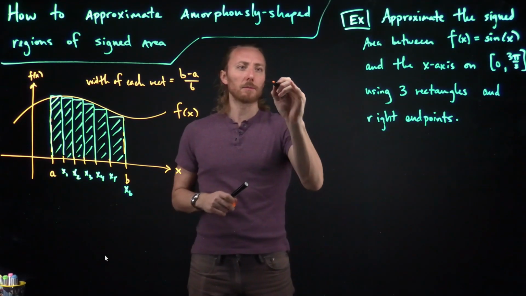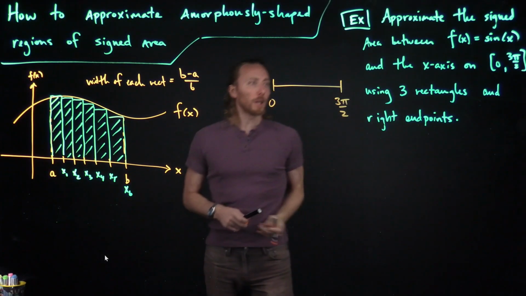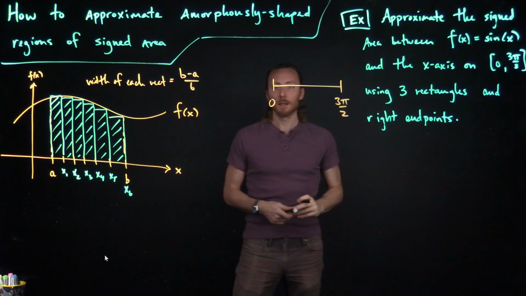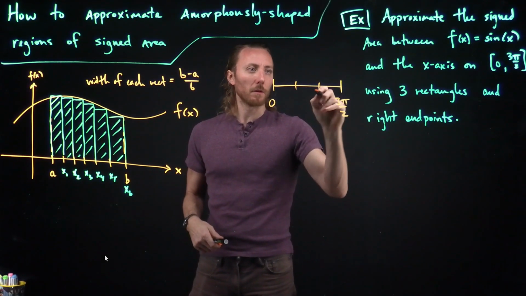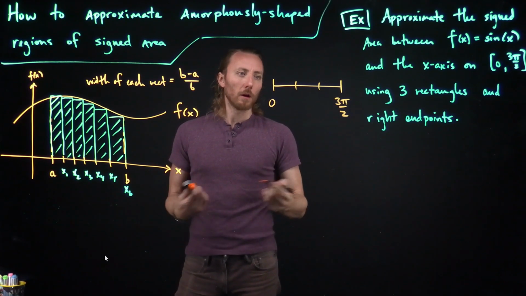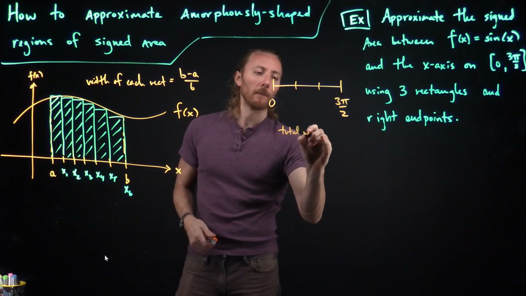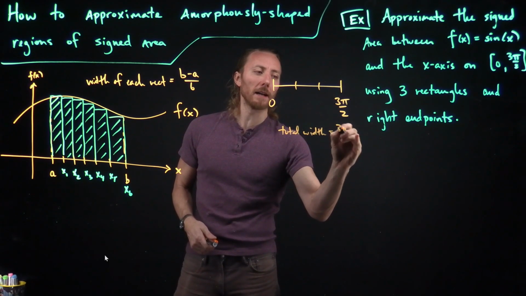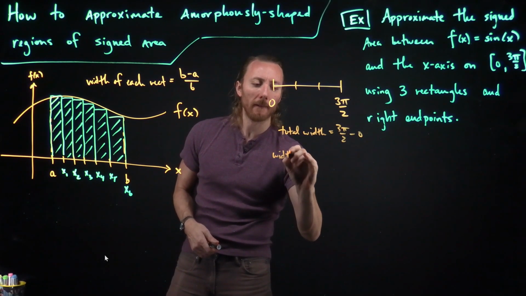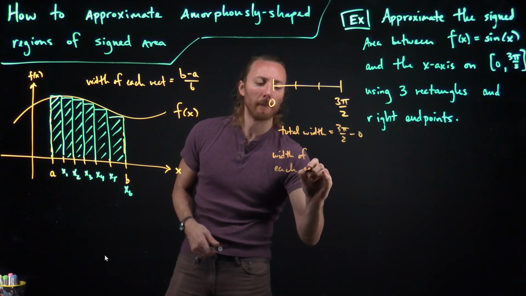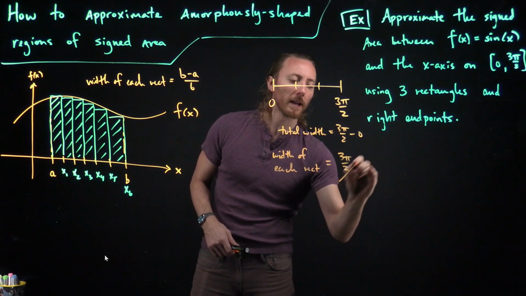So, conceptualizing this here, we could look at our interval between 0 and 3 pi over 2, and we want to use 3 rectangles and right endpoints to approximate. So first, if we want to divide into 3 rectangles, you sort of have to imagine this being broken into 3 pieces. Well, how wide is each piece? Well, the total width of our interval is just 3 pi over 2 minus 0, or 3 pi over 2, which means the width of each rectangle is just, well, there's 3 rectangles in total. It would be 3 pi over 2 divided by 3.